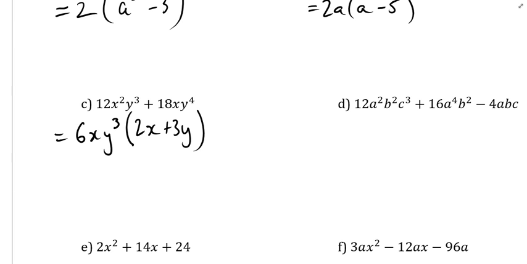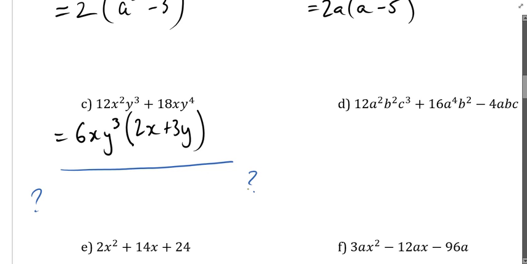Put your pencil down. Don't copy this down. What if I only took out a 3? But I got the rest right. X, y cubed. So that would be 4x plus 6y. And what do you notice about what's left in the brackets there?